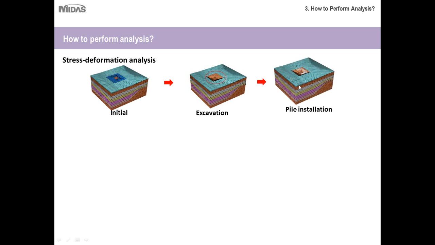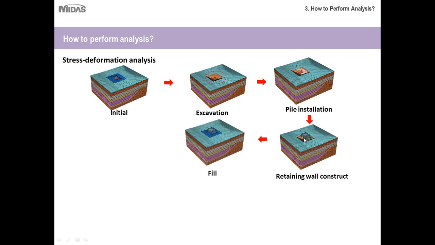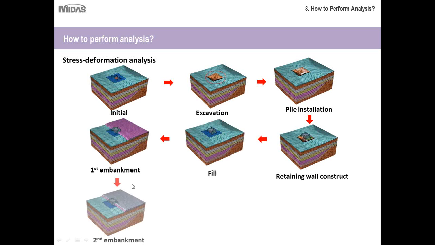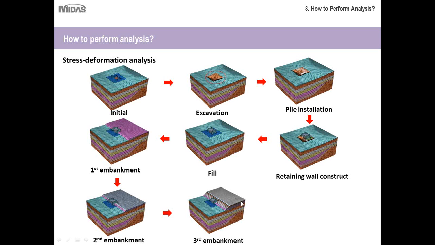Then let's say we install the piles. Then we create the retaining wall, and then we apply the fill. After that we apply the first embankment, then second embankment, and then the third embankment. So this is a way to set up the construction stage analysis for an embankment project. And while we are doing this, we are also capturing the consolidation occurring over the construction duration. So you can see the stresses that are developed and transmitted, or the stress history for different components of the structure.